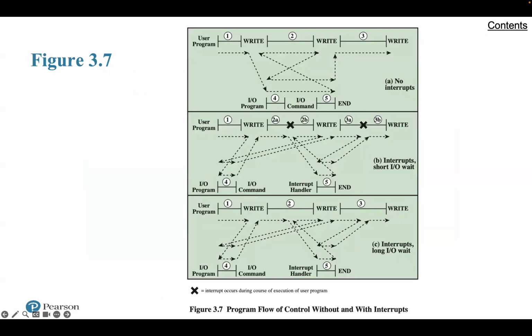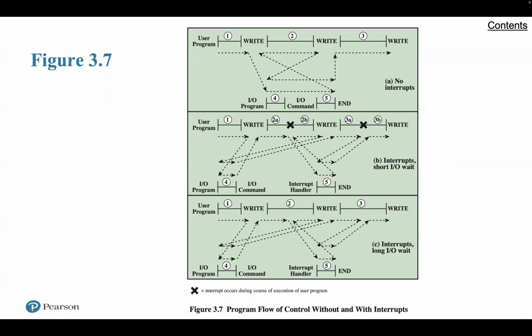So in this figure, we're looking at the program flow of control with and without interrupts. And so we can see that without an interrupt, things are going to go in one way. When there is an interrupt, we're going to go do whatever it's asking us to do, and then we go back and finish what we were doing before, the baseline performance.